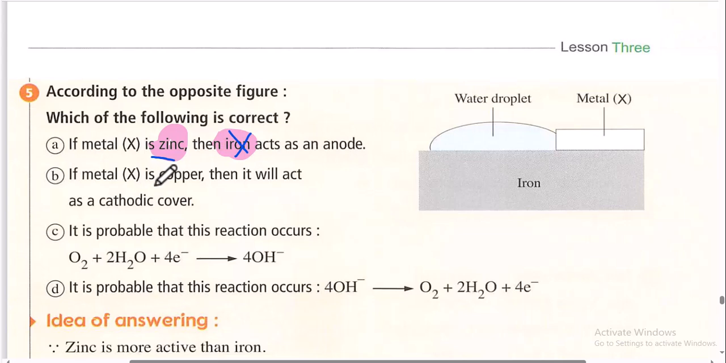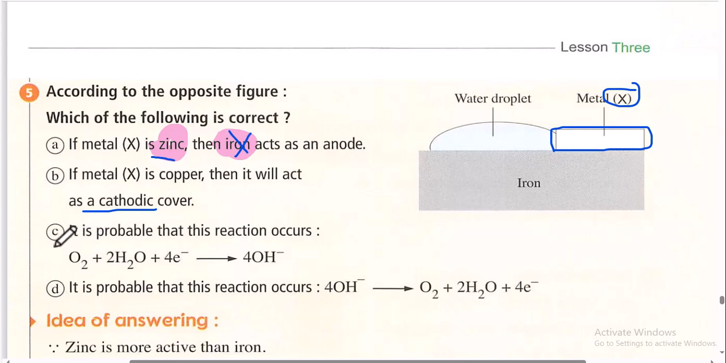If the metal X is copper, then it will act as cathodic cover. The cover means to cover all the metal, so it is not covering all the metal, it covers just a part of it. This part only is a cover, so it is not considered as a cathodic protection, or it is not considered as a cover at all, because a part of iron is not covered by the copper.